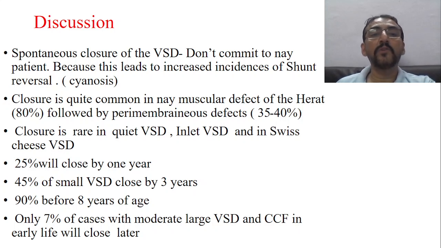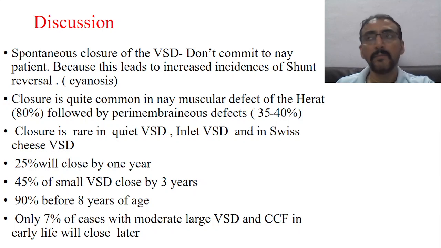Now closure is quite common in any muscular defect. Any muscular defect that comes, even a hernia, can close, you know. So closure is quite common in any muscular defect, including that of the heart, in 80% of the cases, followed by perimembranous defects. Even after complete closure, a perimembranous defect can remain in about 35 to 40%. So this is the advanced part. The closure rate is quite good in the muscular VSD.